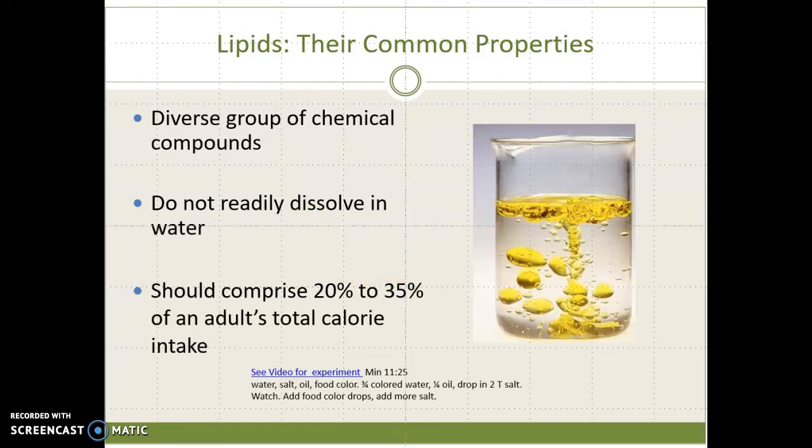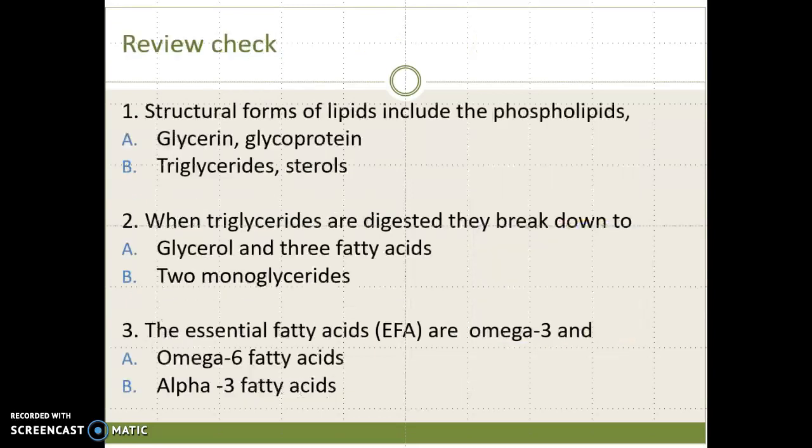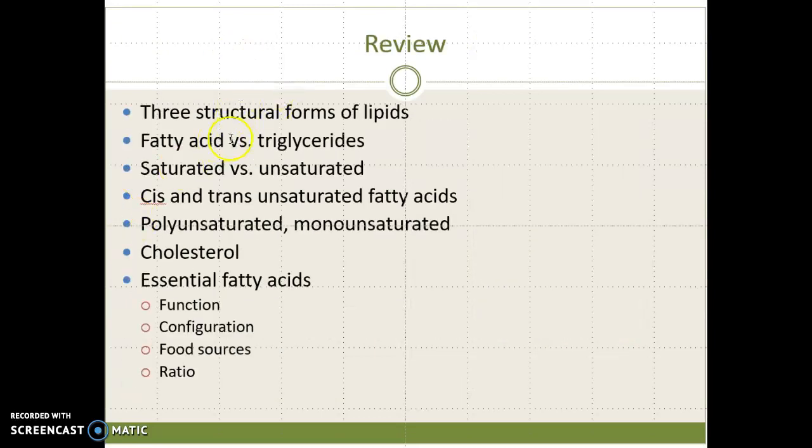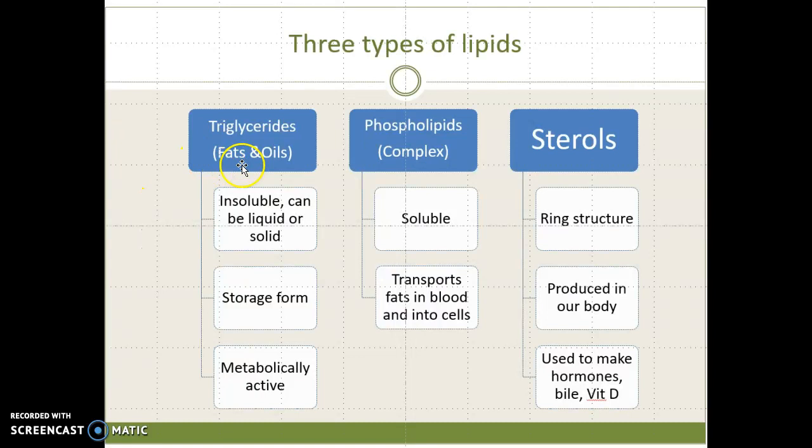So if you look at this slide, that just points up some of the major items in this chapter. We'll just look at some of them in detail. So the review is there's 3 structural forms of lipids. And if we want to know what those 3 forms are, then we need to look back and see that there are triglycerides, phospholipids, and sterols.